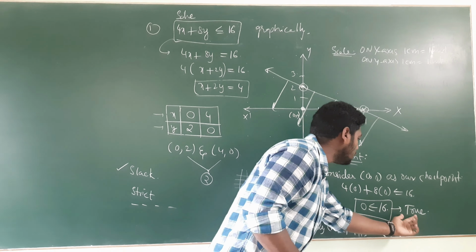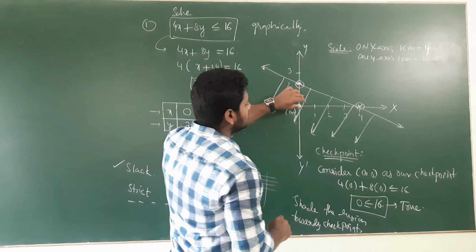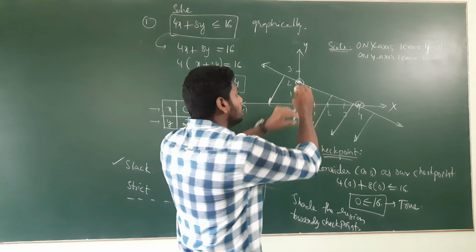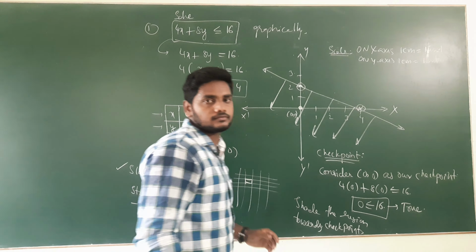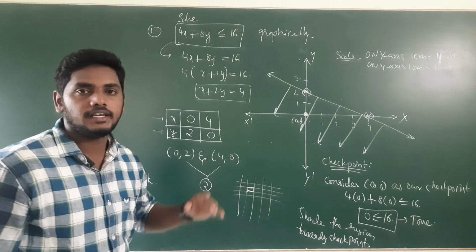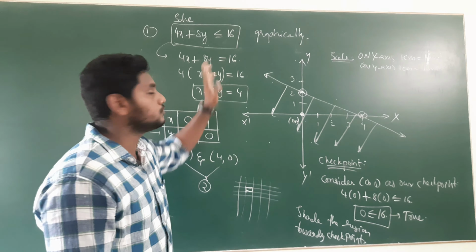For example, if it came false, what we need to do? For this line, this is the checkpoint. Now we need to do the opposite. Opposite means we need to draw on the upper side. Did you understand how to draw? See, I will tell the steps of how to solve this.